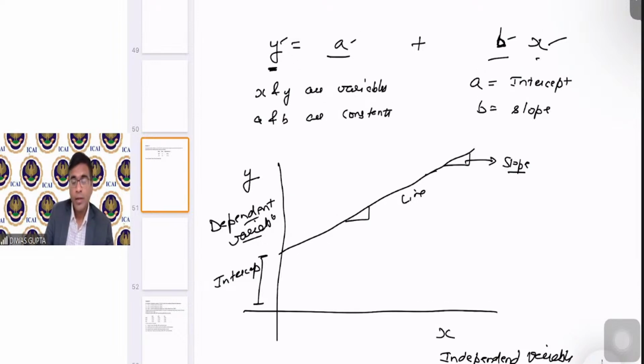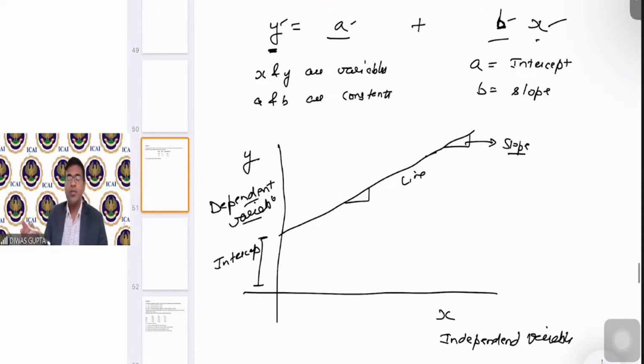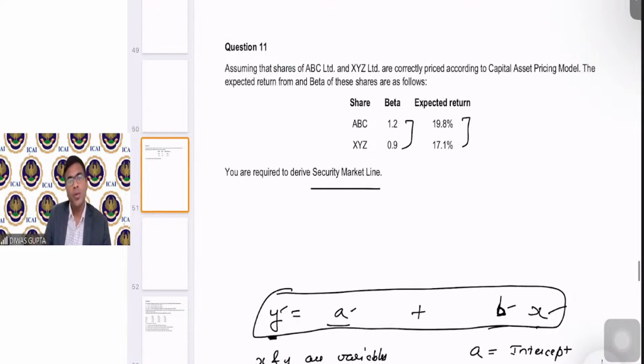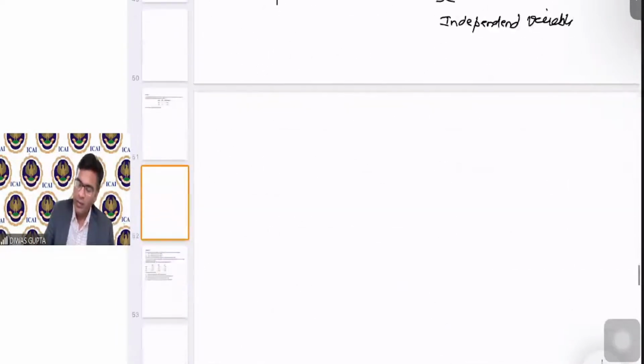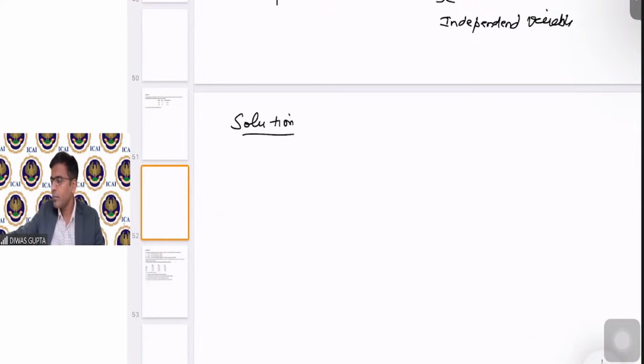Now, it was also told to us that every line follows this principle. Now, I will relate the security market line to this. While we solve this, we will come to this only. Now, let's come to the solution. So, we are at question number 11.